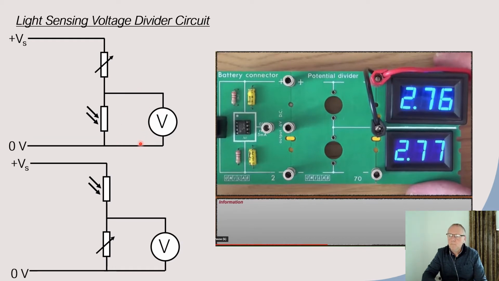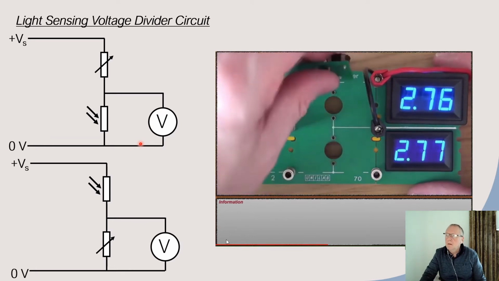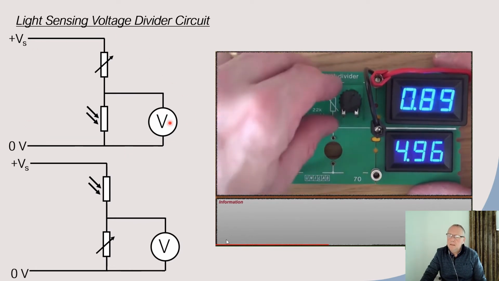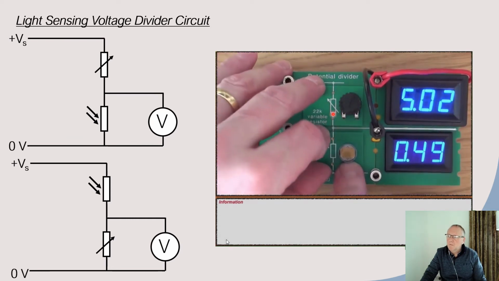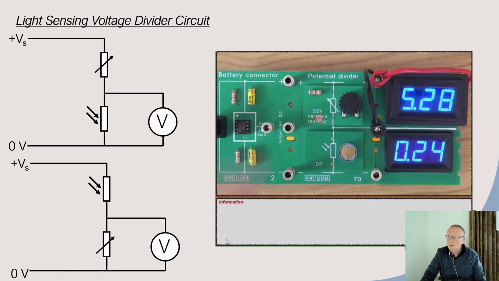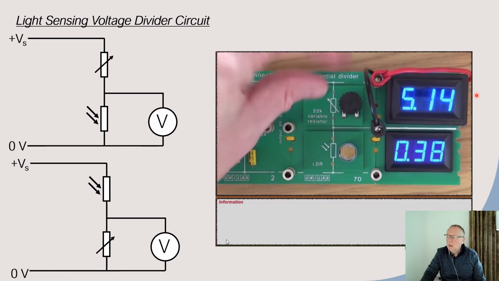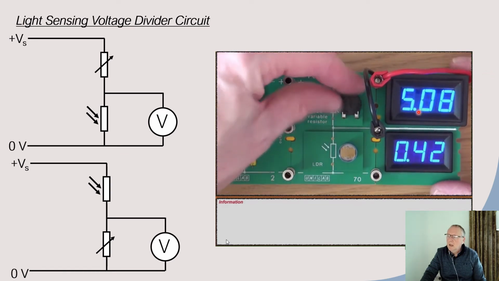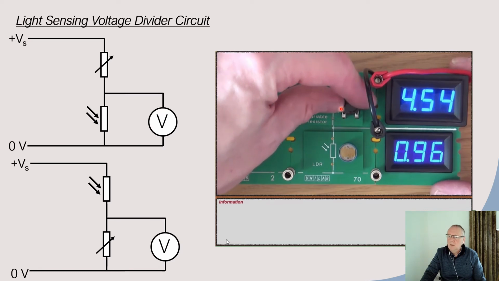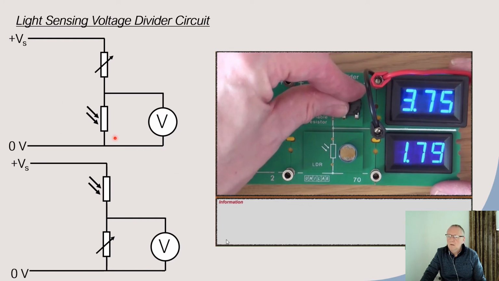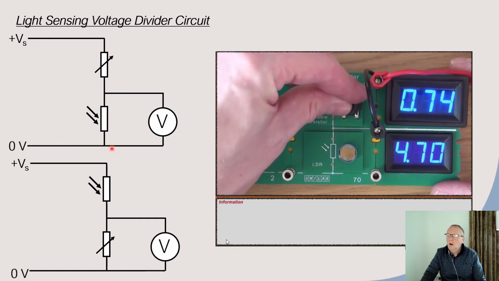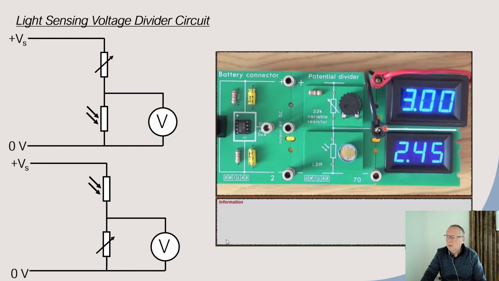Okay, so I'll set the video playing. Basically, I've set up this circuit here on the video. We've got a variable resistor at the top, a 22k variable resistor, doesn't matter, and an LDR at the bottom, and we've got two voltmeters. That voltmeter is measuring the voltage across the variable resistor, and the bottom voltmeter is measuring the voltage across the LDR. All I'm doing here is adjusting it so that we've got roughly equal values in here.